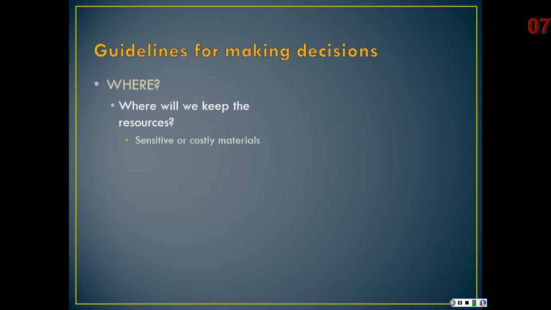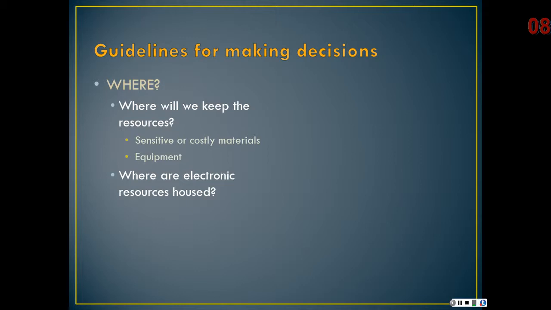Some of the questions under where: where will we keep the resources? Often libraries have more than one collection. There is often a reference collection, an audiovisual collection, a separate collection for materials that can be checked out. But oftentimes there will be libraries that choose to interfile the AV materials with the books. They may decide that a reference collection in print doesn't need to exist because many of the materials that they need for that collection are available through electronic resources.